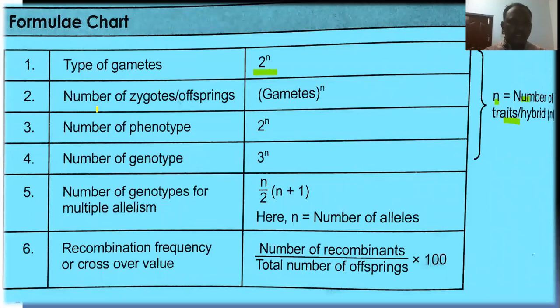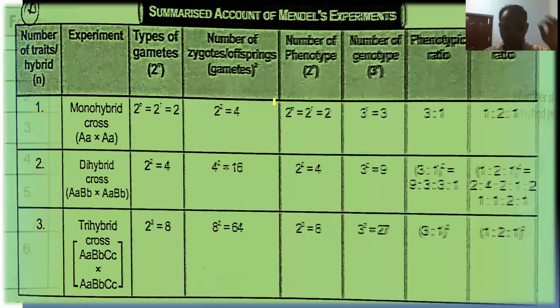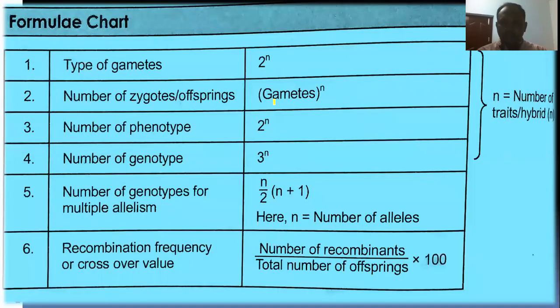And next, number of zygote offspring is gametes power n. Here n is nothing but number of traits or hybrid, right? For example, in a monohybrid, we got only 2 gametes, and the number of traits is only 1. So 2 power 1, we will get only 2 types of zygote. But in dihybrid, we got 4 gametes, 4 power n, 2 characters. So 4 into 4, how much we will get? So totally 16 progeny we got, right?